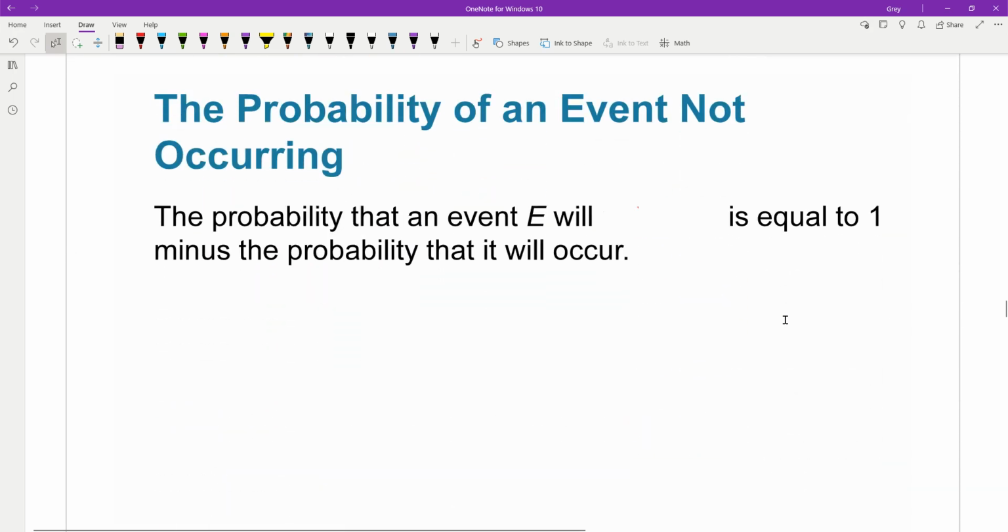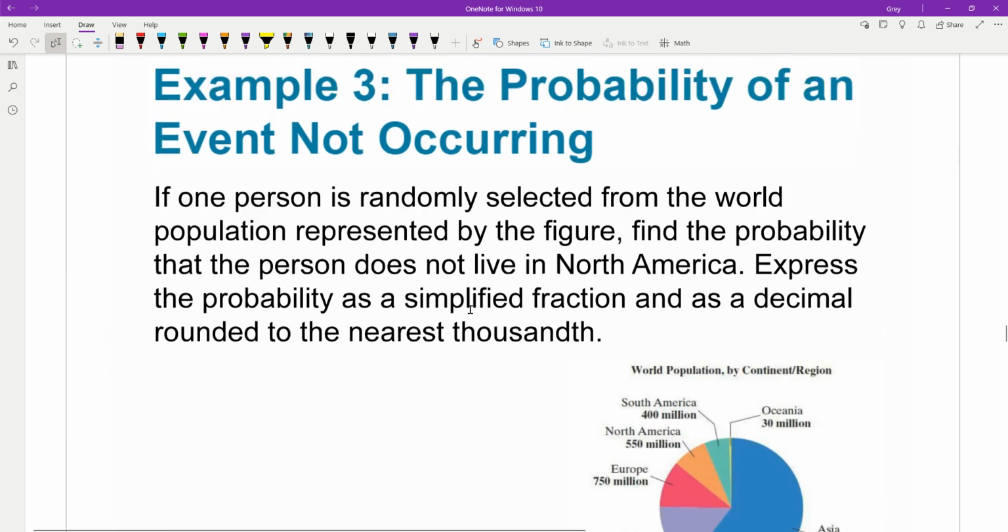Another important concept you need to know is the probability of an event not occurring, and that is equal to 1 minus the probability that it will occur. This is the formula for it: the probability of not E is equal to 1 minus the probability of E. Sometimes we can figure out the probability of E more easily than we can figure out the probability of not E happening. So look at this example.